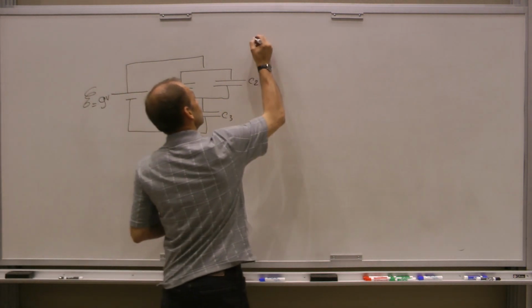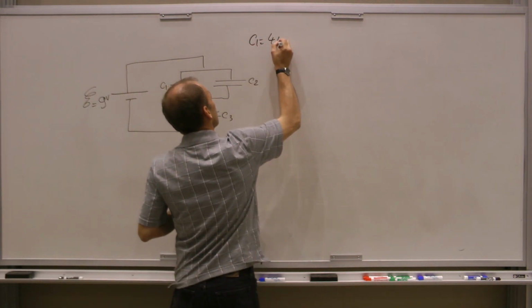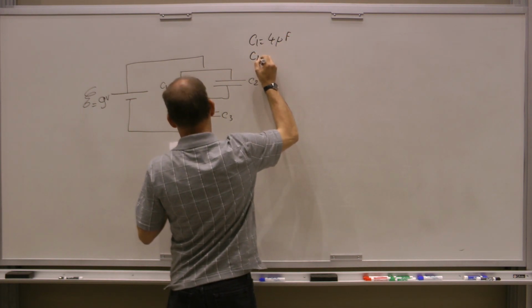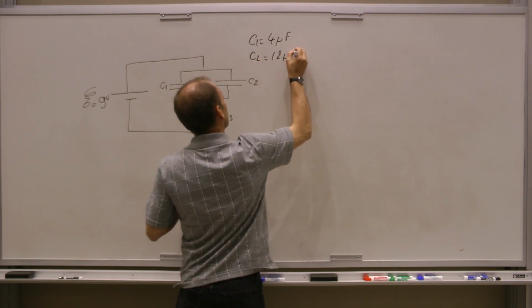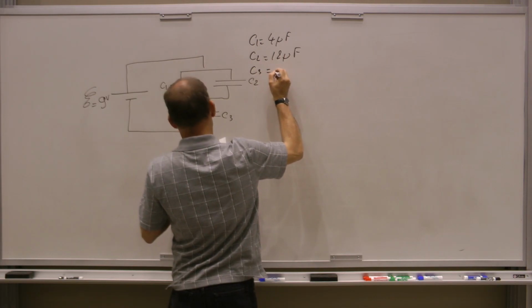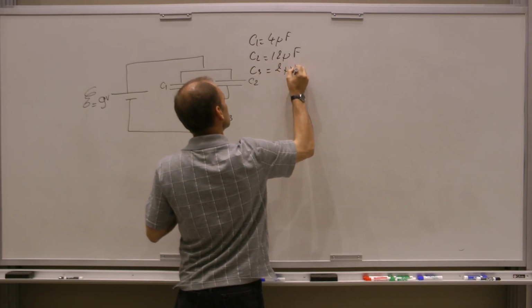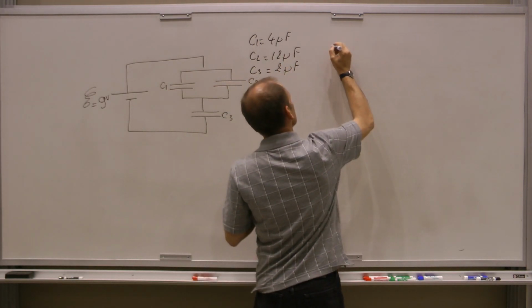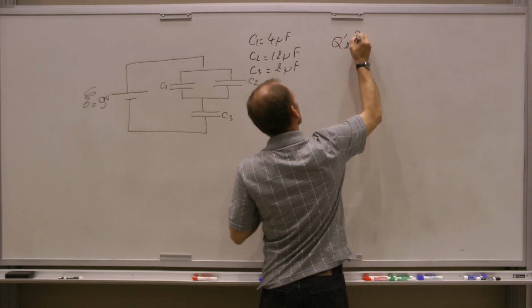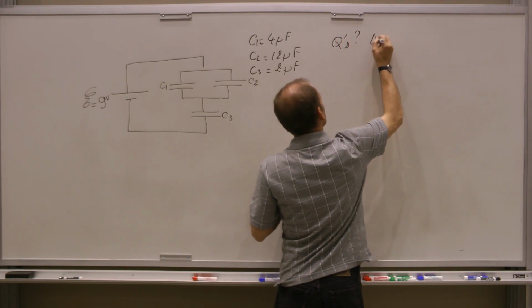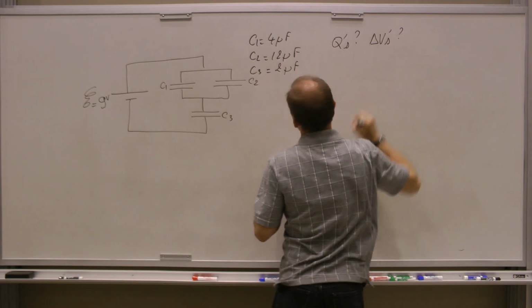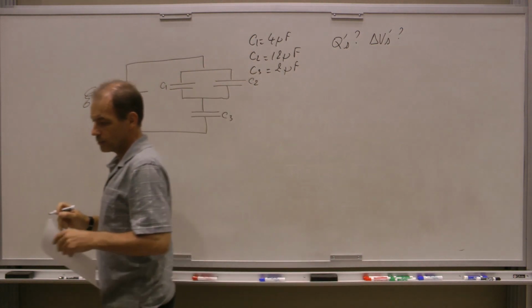We are given the values for C1, which is 4 microfarad, C2 equals 12 microfarad, and C3 equals 2 microfarad. The question is, calculate the Q's and calculate the delta V's on each of these capacitors.